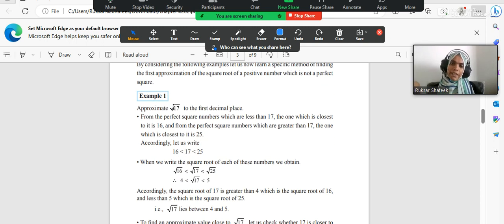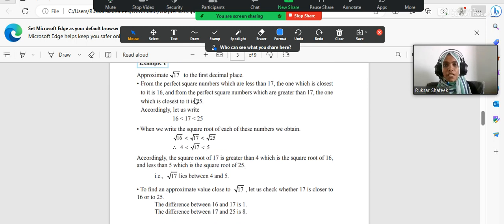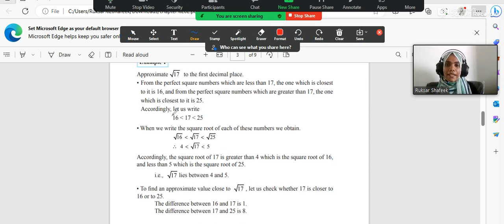So let's look at example 1. They're asking us to find the square root of 17. Now when you look at 17, the first thing that you need to do is find the closest square numbers. Now like I told you, square numbers are pretty easy to find. You multiply a number by the same number. So 8 times 8, 9 times 9, that way you get the square numbers. So for 17, the closest square numbers are 16 and 25. So basically 17 is larger than 16 but smaller than 25.